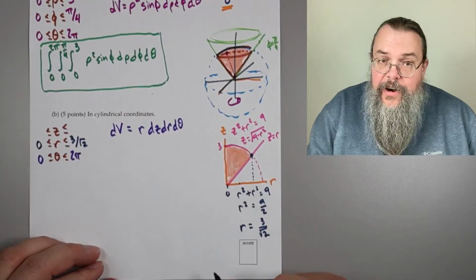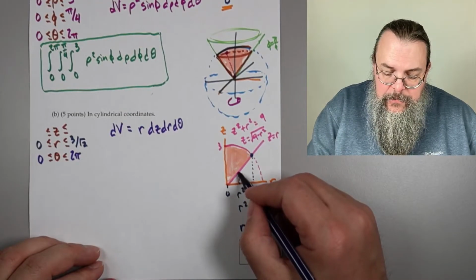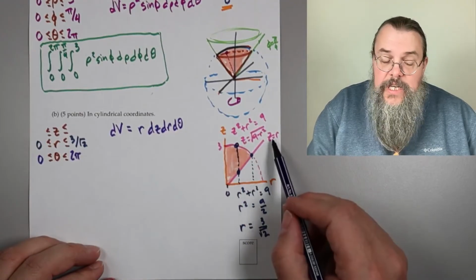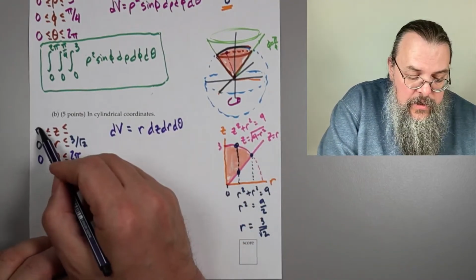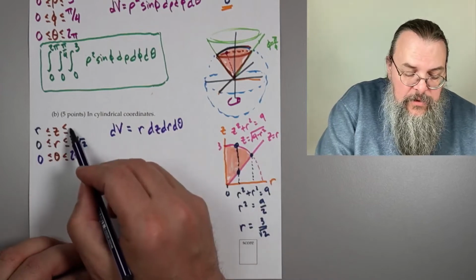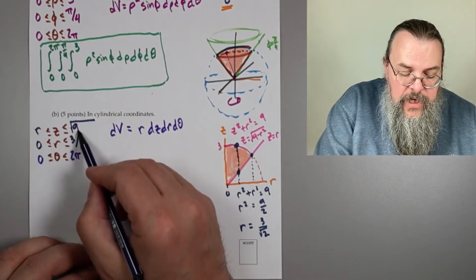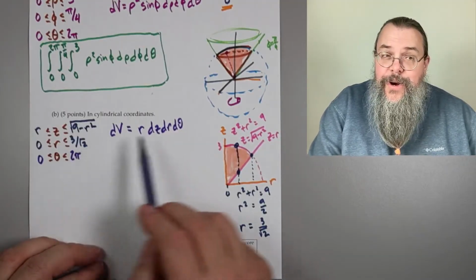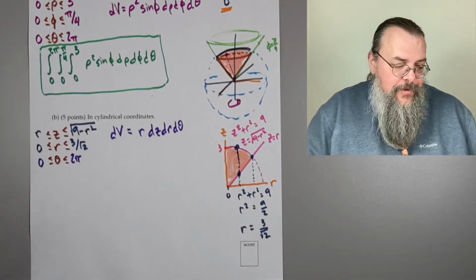Once I've picked r, where does z go from? Well, it goes between these two curves, which is z equals r up to z equals the square root of 9 minus r squared. And now, between these two parts, we can write down our answer.